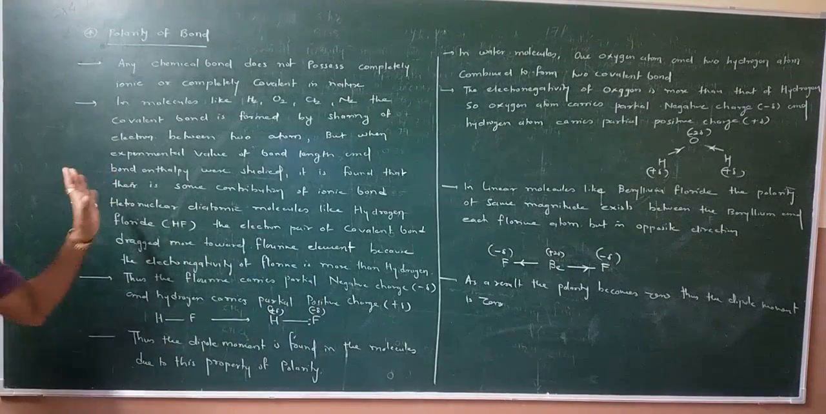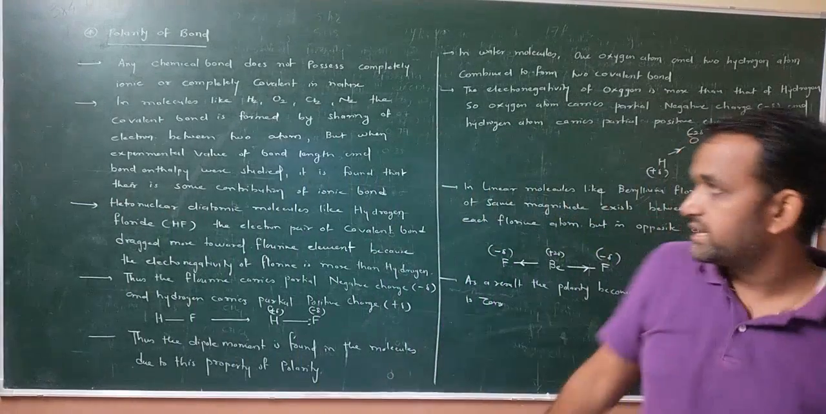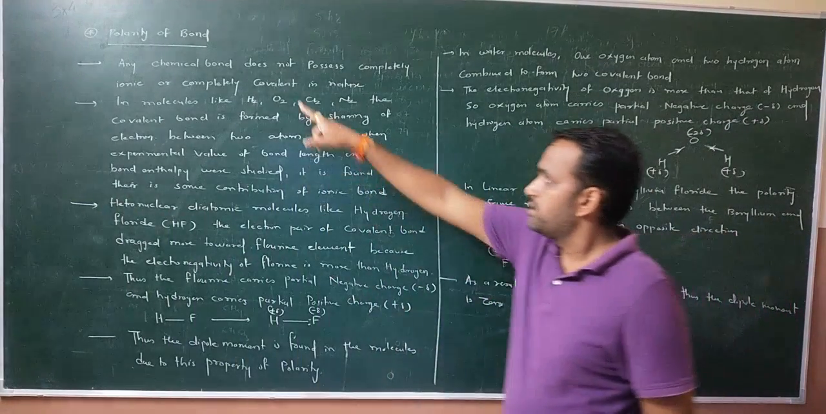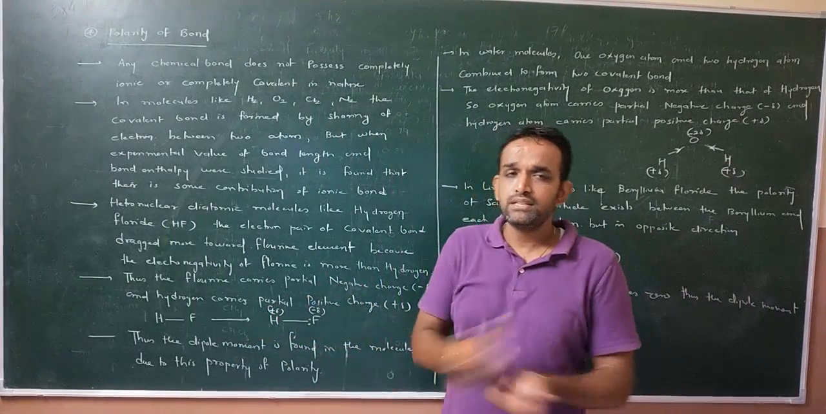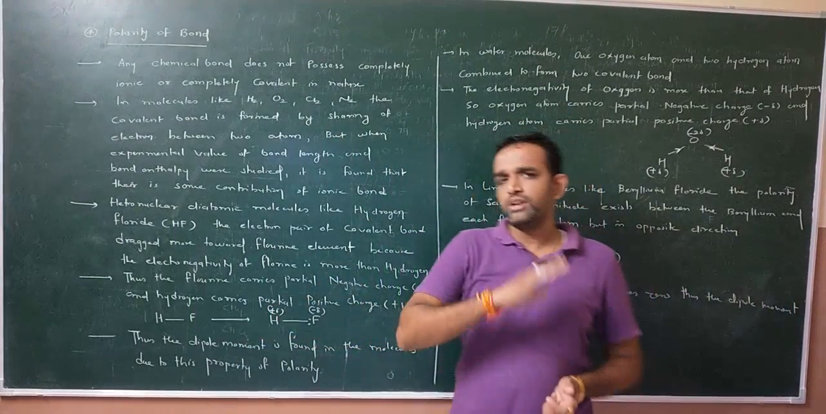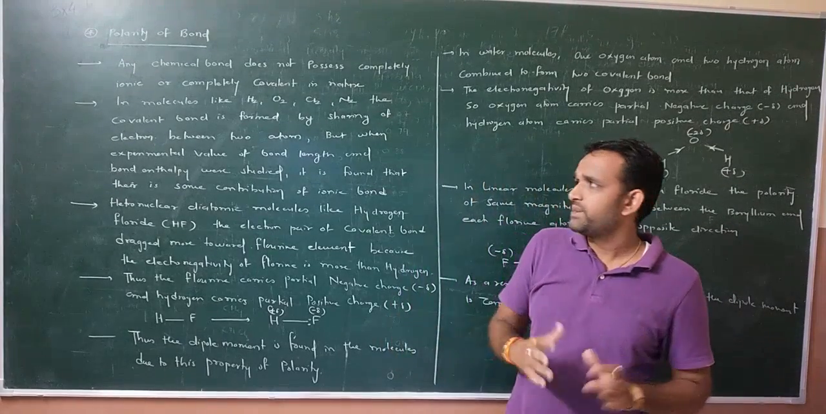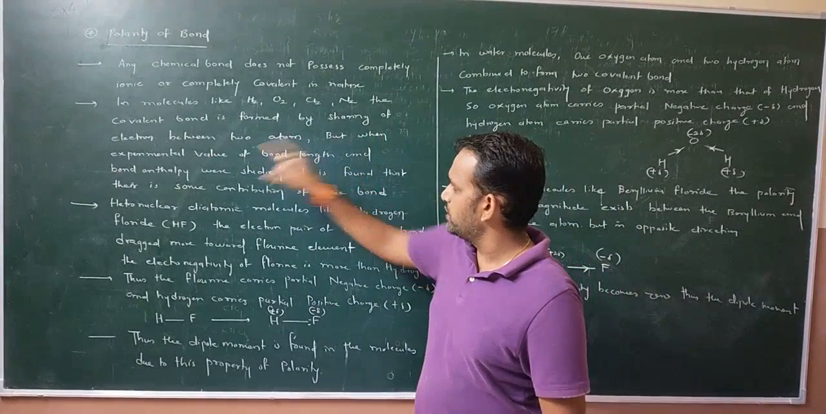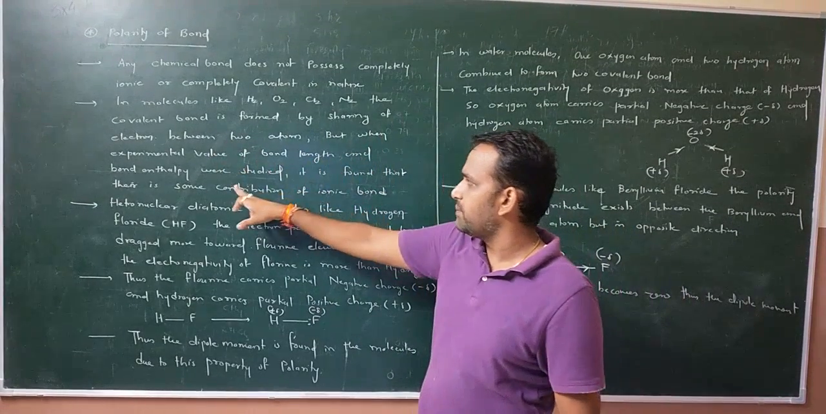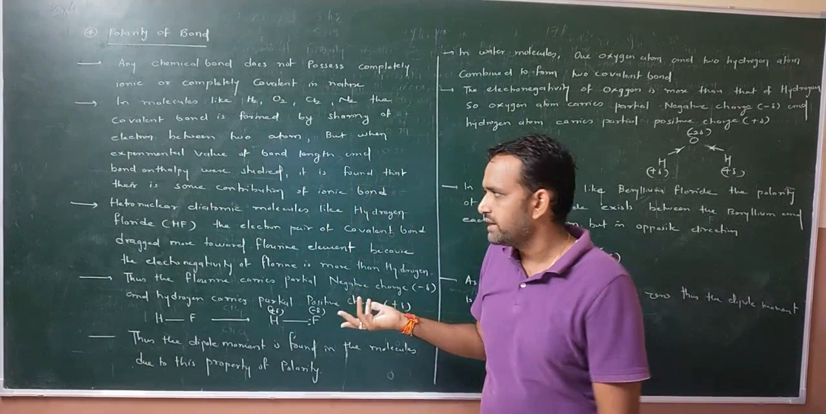This is all about the polarity of bond, right? See here, once again, let me explain. Polarity of bond: any chemical bond is neither completely covalent nor completely ionic. If the bond is covalent, some ionic properties will be there. Whenever you experiment with the value of bond length and bond enthalpy, it is found that some contribution of ionic bond is there, right?